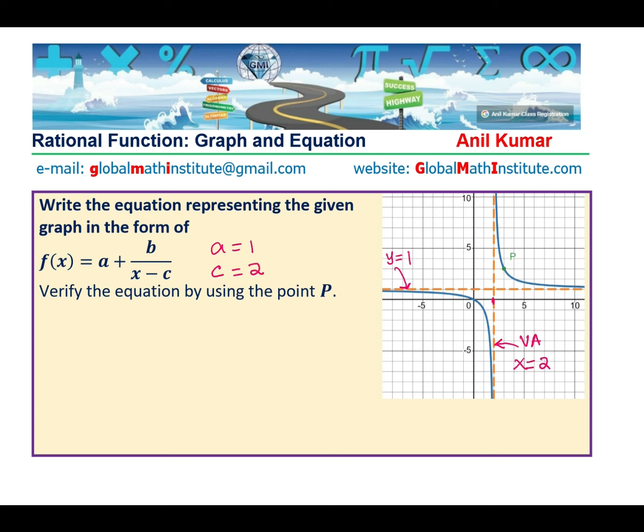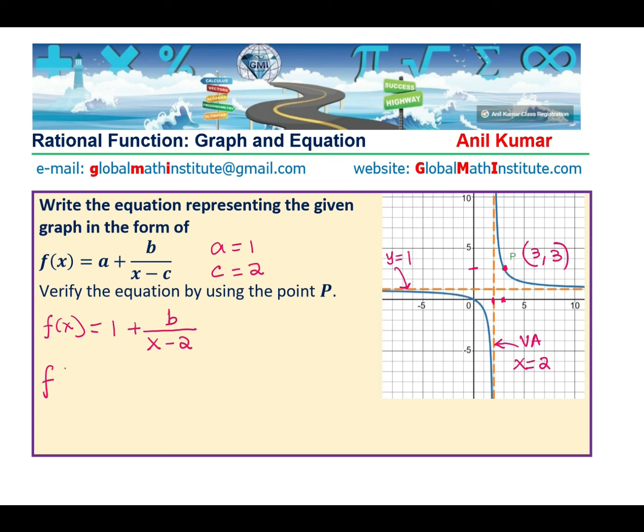To find the value of b, let us write this function f of x with the values we already got: 1 plus b over x minus 2. If I see the point P, then the coordinates are that for the value of x which is 3, the y value is also 3. So we are looking for 3 as the y value.